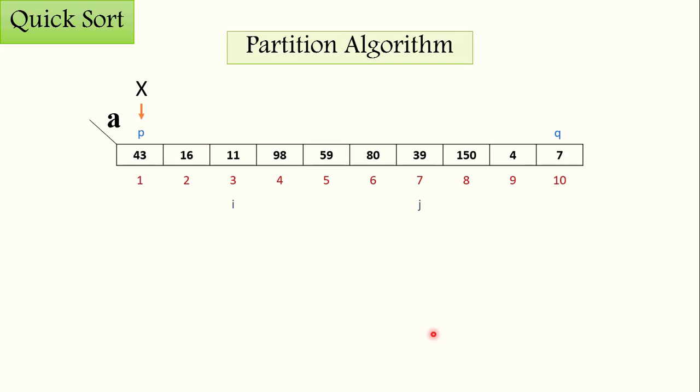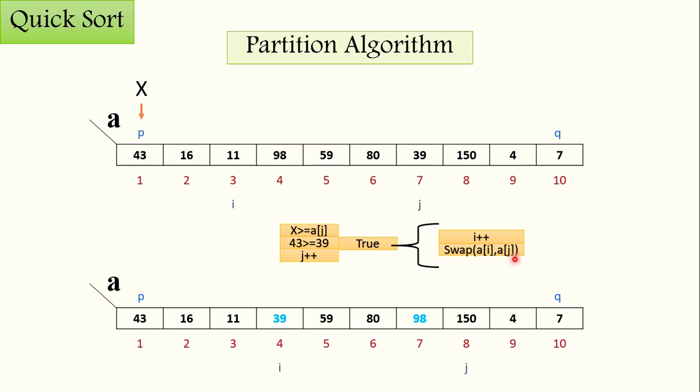Okay, so next logic. X is 43 and AJ is 39, which is true. You can see I is incremented by 1, so I becomes 4, and swap AI and AJ, which means A4 and A7 will exchange their values. No problem. After swapping, we will get this, and J is incremented by 1 every time, which is very important to understand.